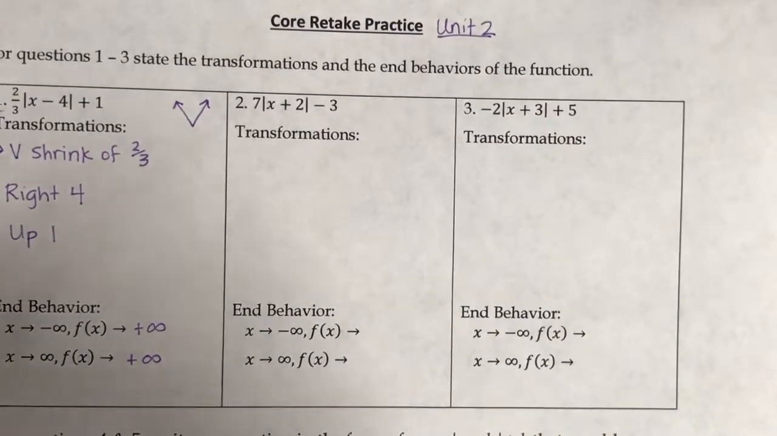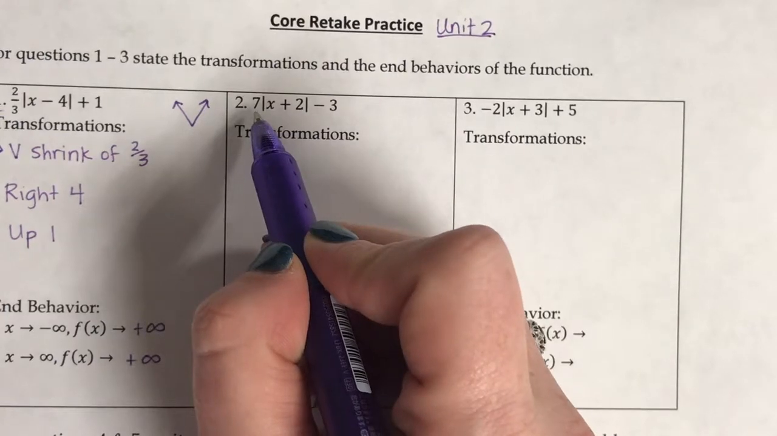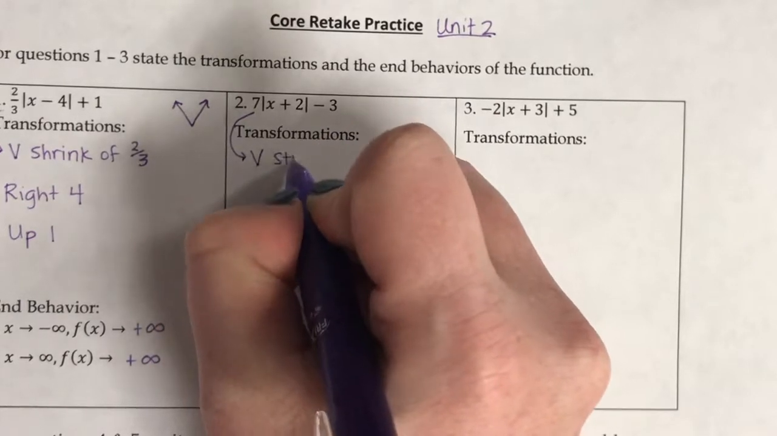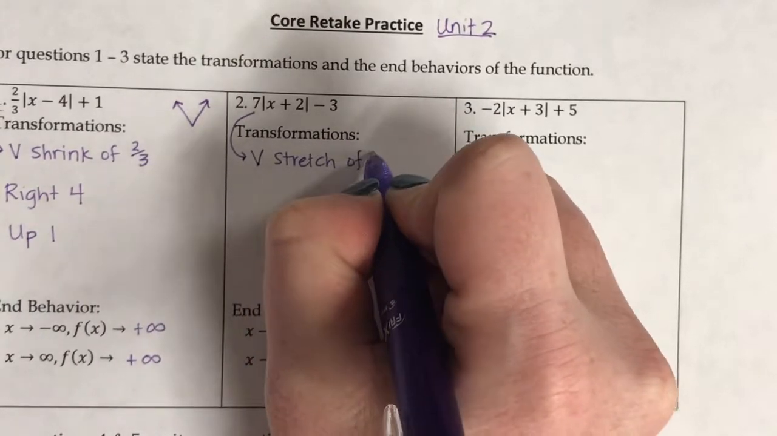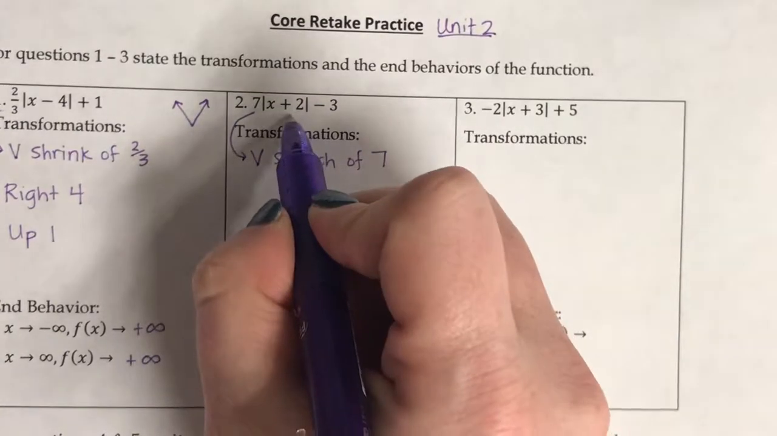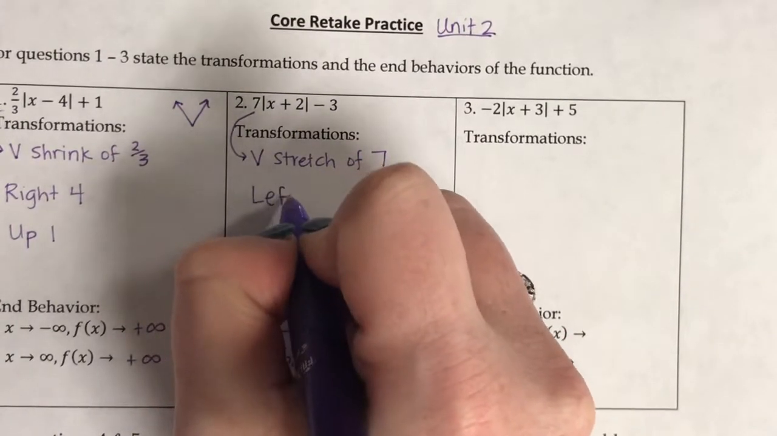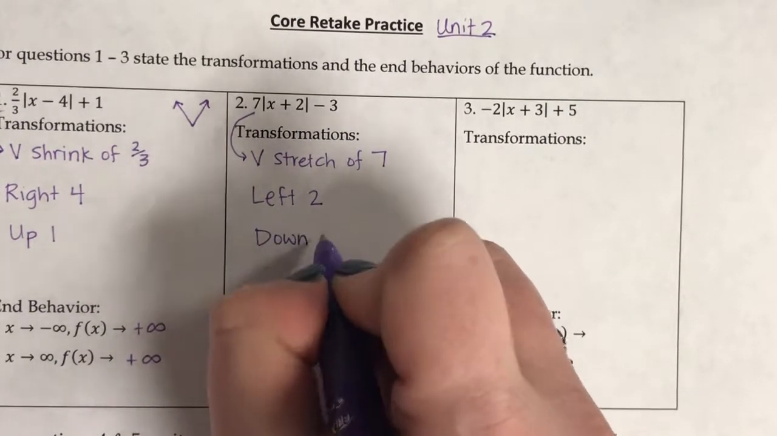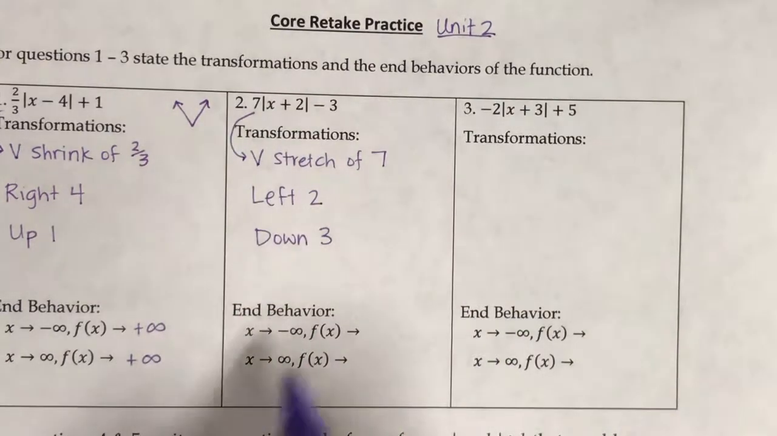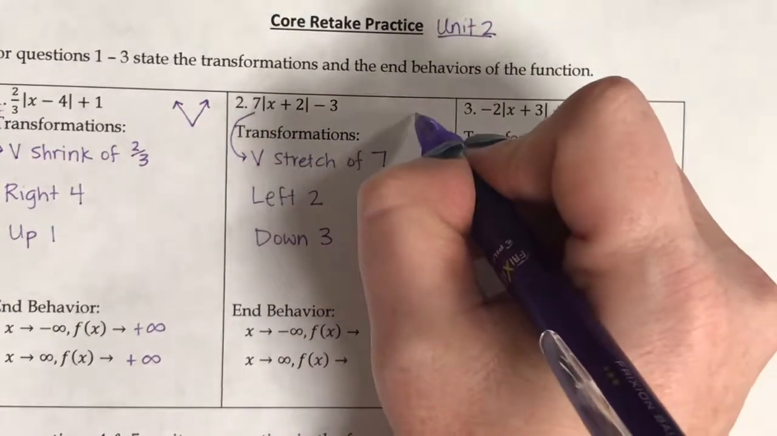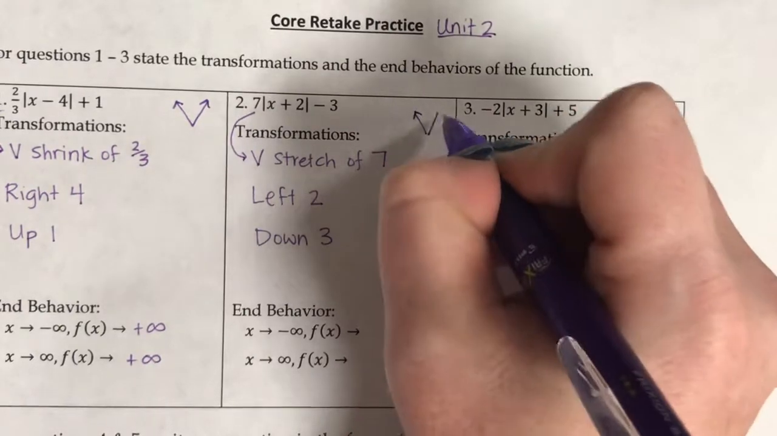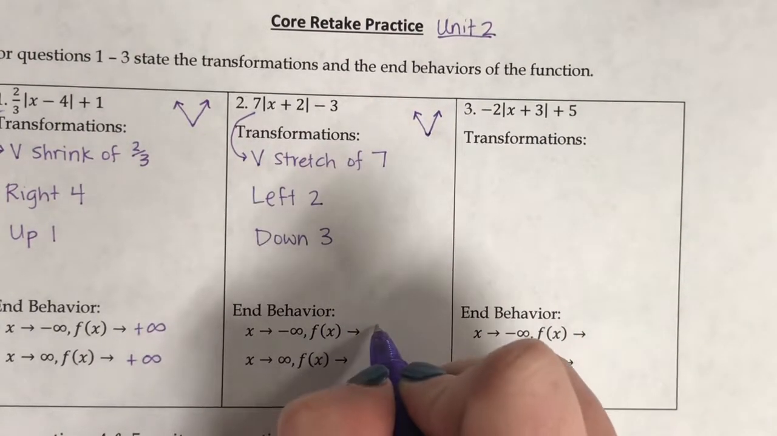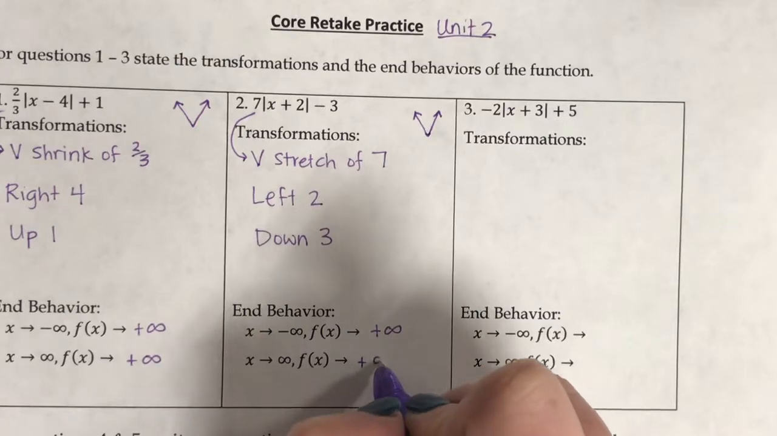Number 2, I have a vertical stretch of 7. I'm going to the left 2 units and down 3 units. This one again has no reflection, so it's going to be the V shape opening up, which means that our end behavior will both go to positive infinity.